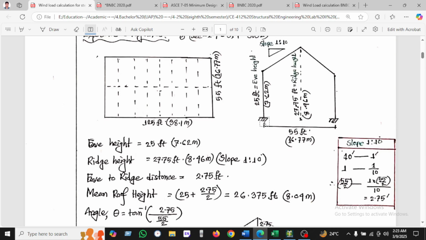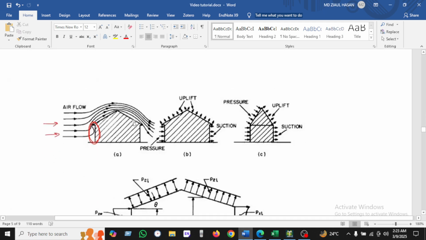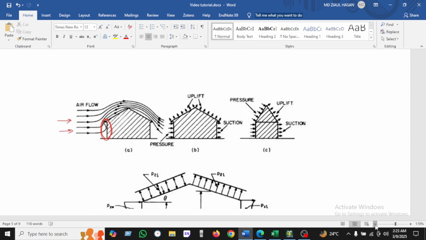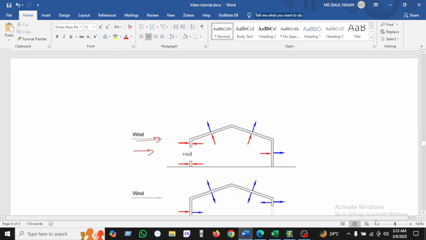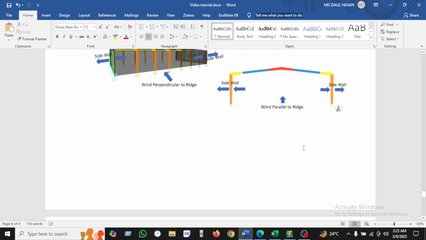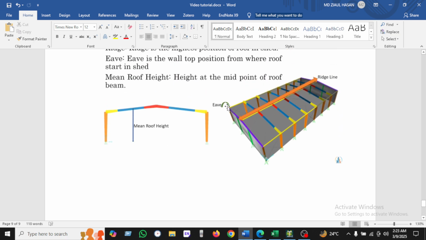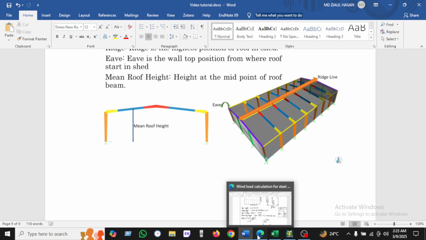And for the eave to ridge distance, we have just deducted this value and found 2.7. And the main roof height, if we want to see it in our slide, this is also taken from online sources, which is a decode video. So this is the eave height, and this is the ridge, the maximum height, and the main height is also given here.